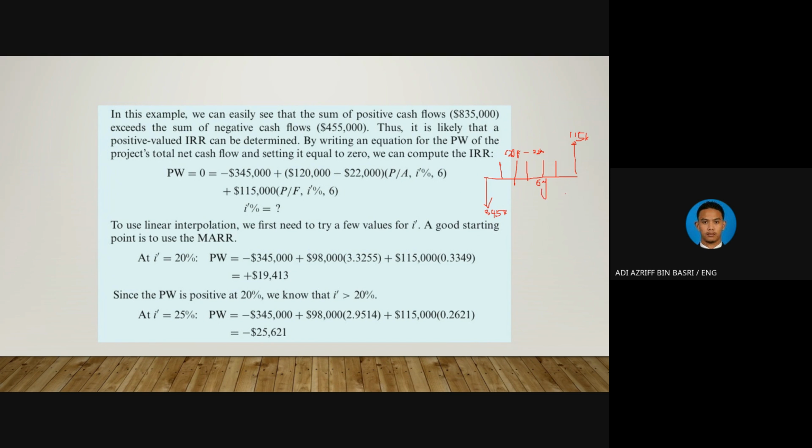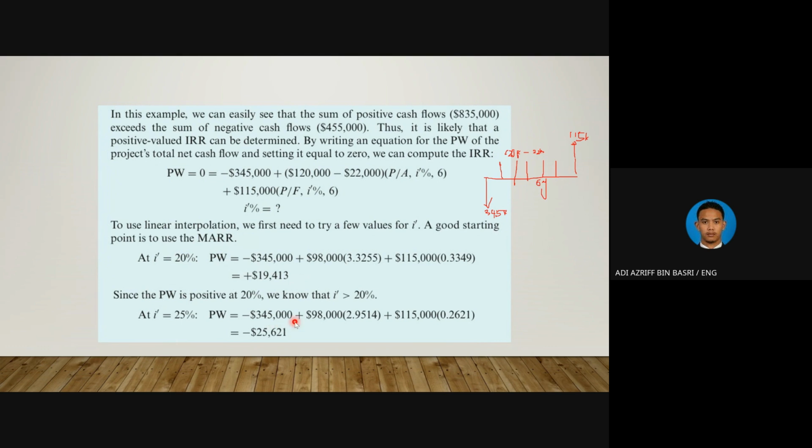Okay, so what is your I%? So in this case, you need to calculate for present worth is 0. This is a formula, so you need to try and error starting with about 20%, for example. When you put 20%, you will get a positive 19. So we want it to be near to 0. Since PW is positive at 20%, we need to increase the I% to get the in-between. Where is the correct one?